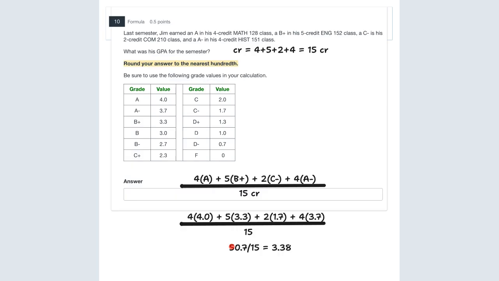It better be between 0 and 4. Right? This is a little bit better than a B plus, which makes sense because you got an A, you got a B plus, you got an A minus, you got a C minus. So this is going to be a little bit better than a B plus. So in our box here, make sure we round. Be careful. Some of these might say to the 10th, some might say to the 1,000th. In this case, it says to the 100th, so 3.38.